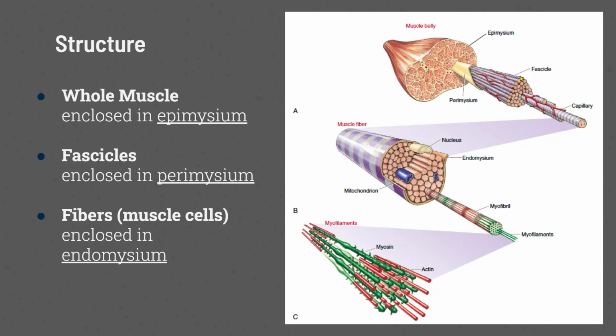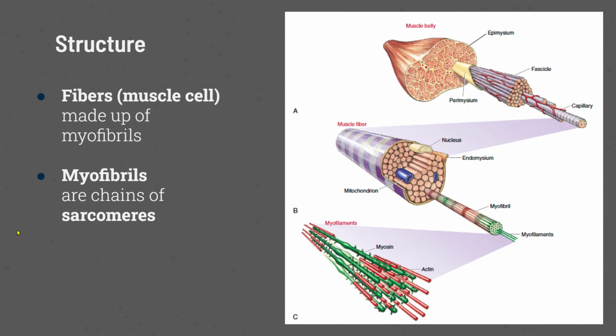And within that perimysium, within the fascicle, are capillaries and nerve tissue. And then we have muscle fibers, which are enclosed or wrapped in endomysium. And there are many myofibrils within that muscle fiber. And then we get into the myofilaments and then the actin and myosin. So fibers of a muscle cell are all made up of myofibrils. Myofibrils are chains of sarcomeres, and sarcomeres are made of myosin and actin.